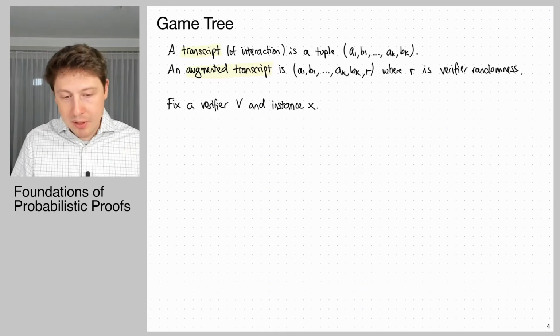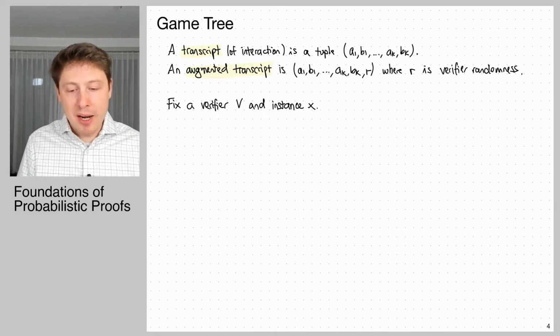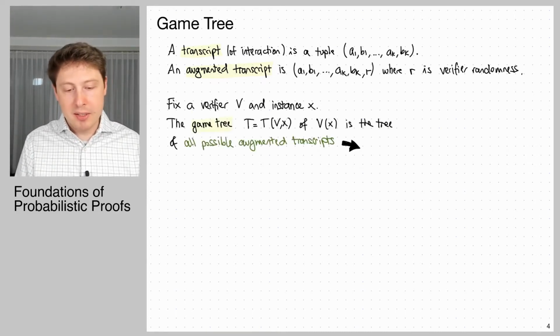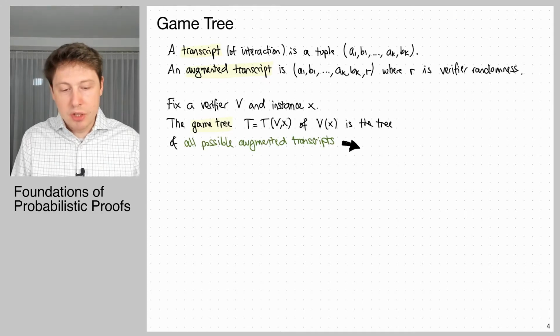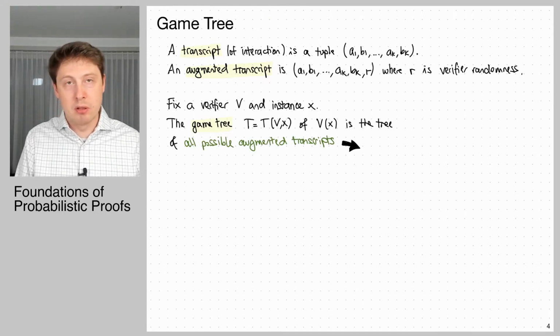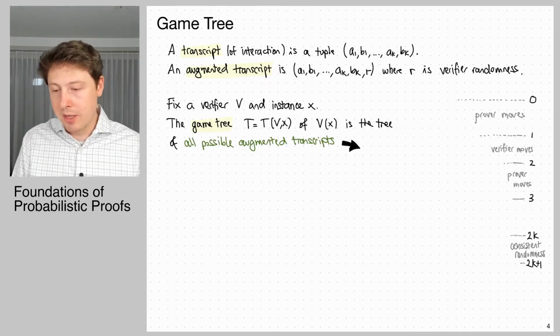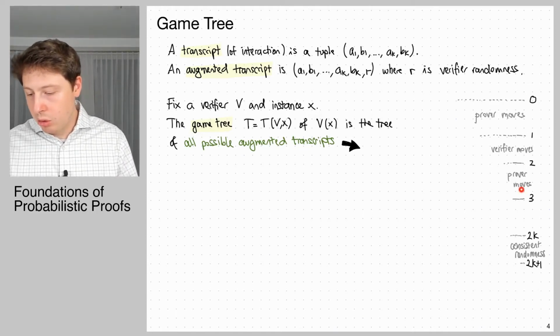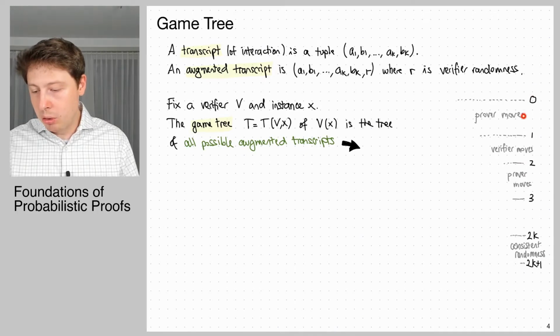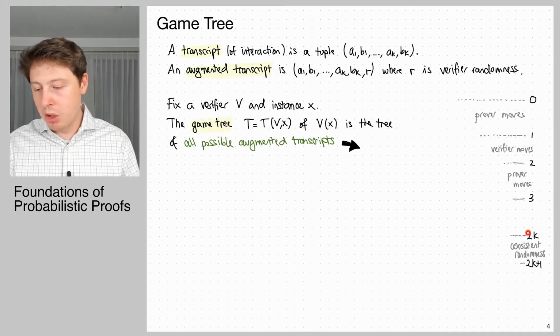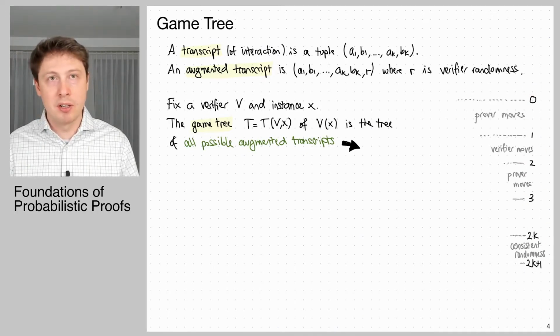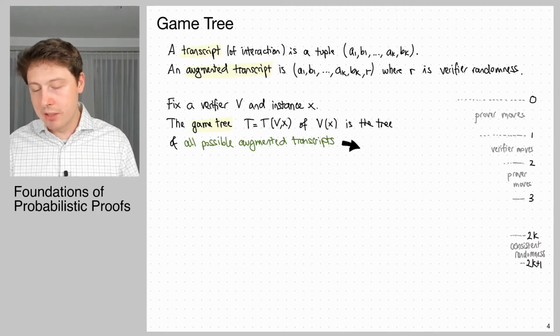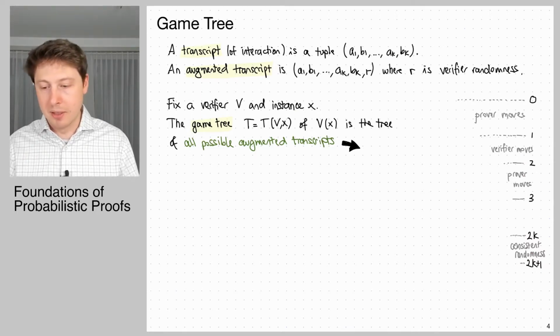And now you give me some interactive proof verifier and some instance X, and that defines a game tree. Okay? It's just the tree of all possible augmented transcripts. So we can make a picture of it. It's going to have 2k plus 1 levels, 2k levels for each of the k moves of the prover and verifier respectively, and 1 level just for the augmented part.